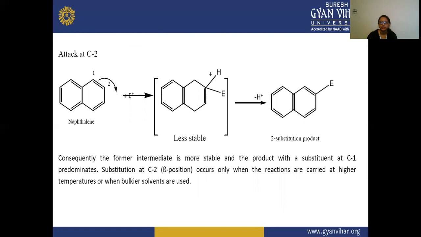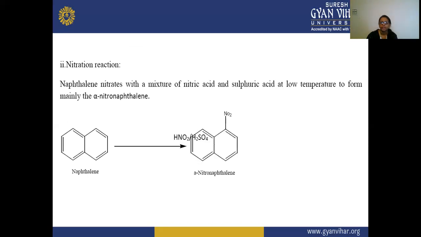If attack is at C2, then there is a formation of two substitution products, and the former intermediate is more stable, and the product with the substitution at C1 predominates. Substitution at the beta position, C2, occurs only when the reaction is carried out at high temperature or when bulky solvents are used.